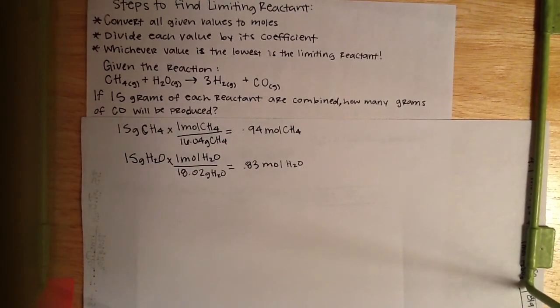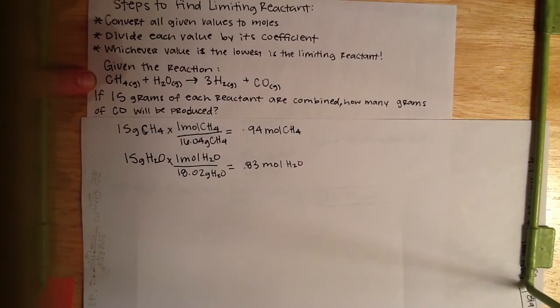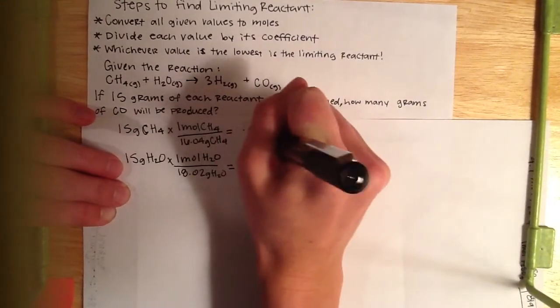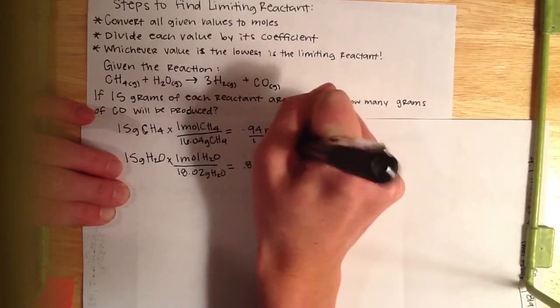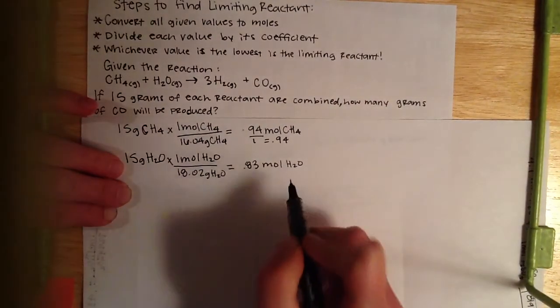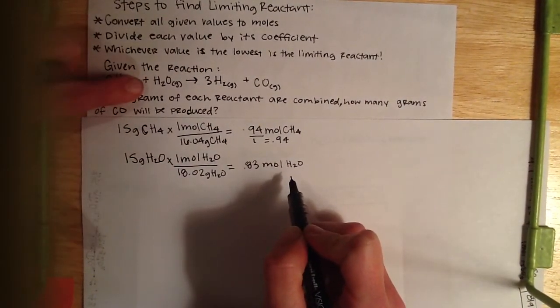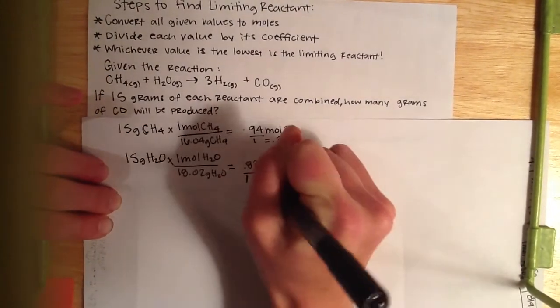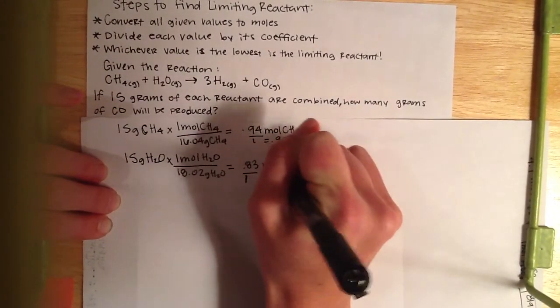Divide each value by its coefficient. So the coefficient of CH4 is 1 right here. There isn't a number written, so we know that that's 1. So we can divide 0.94 by 1 and we get 0.94. The coefficient of H2O is also 1. So divide that by 1 and we get 0.83.